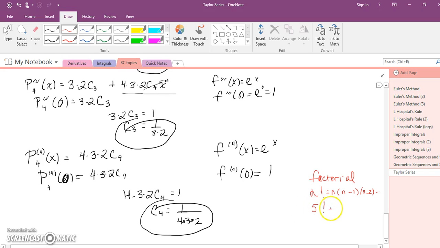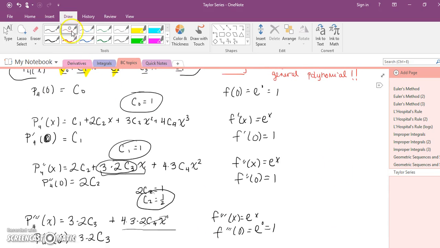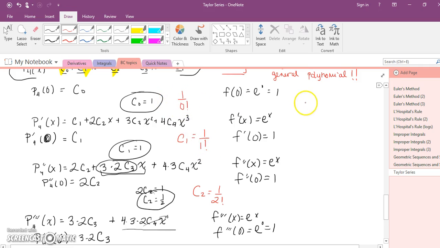More generally, 5 factorial is 5 times 4 times 3 times 2 times 1. So 4 times 3 times 2, there's actually a times 1 there. C sub 4 is actually 1 over 4 factorial. C sub 3 is actually 1 over 3 factorial, 3 times 2 times 1. C sub 2 is actually 1 over 2 factorial, because 2 factorial is 2 times 1, which is 2. C sub 1 is actually 1 over 1 factorial. C sub 0 is actually 1 over 0 factorial, because 0 factorial is actually 1.